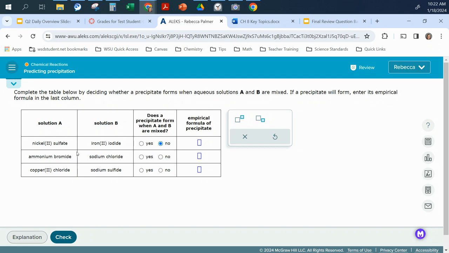All right. Let's do the next one. Ammonium bromide and sodium chloride. I'm going to write these down. And then copper 2 chloride and sodium sulfide. Okay, I'll just have those written down.